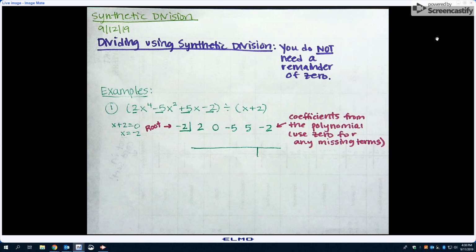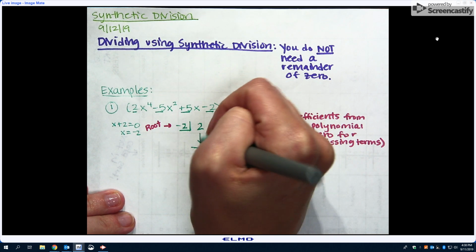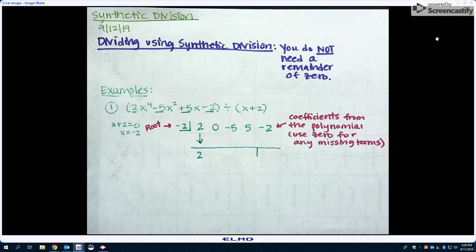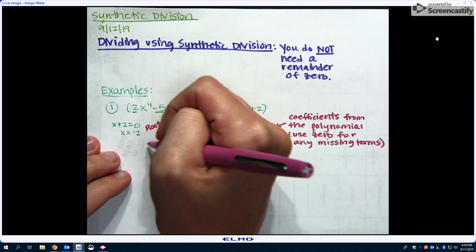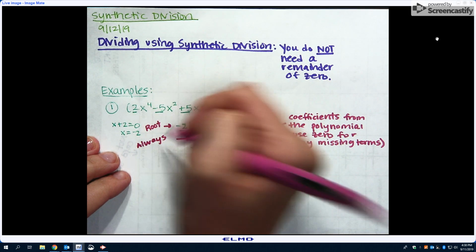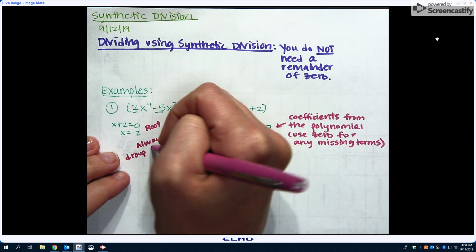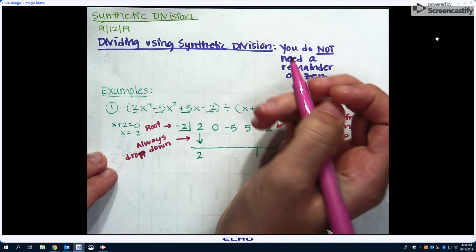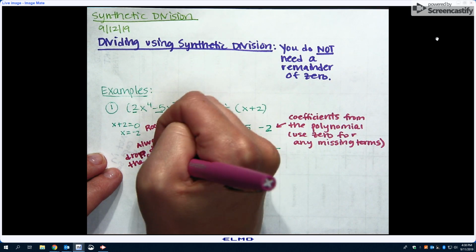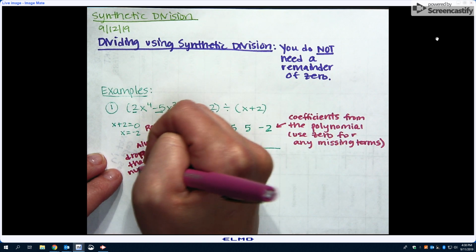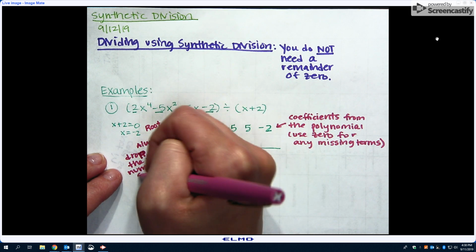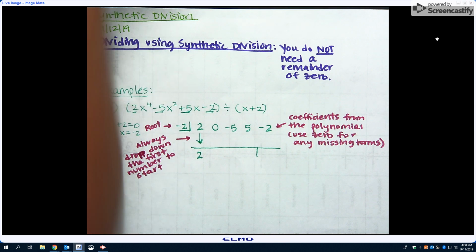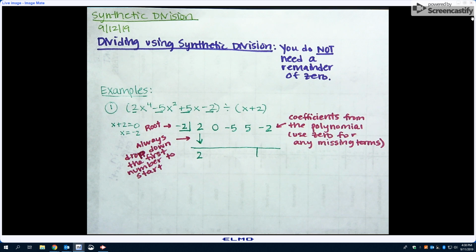So the way that we're going to get started is we're always going to start by dropping down the first number below the line. And I'm going to go ahead and make that note. So always drop down the first number to start. So to begin synthetic division, you're always going to drop down the first number to start.